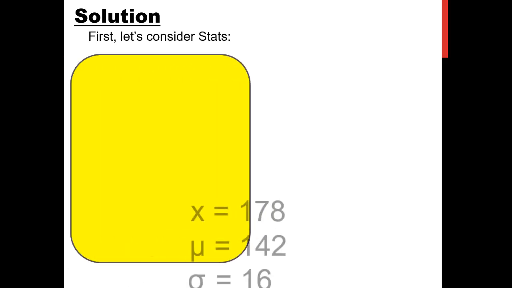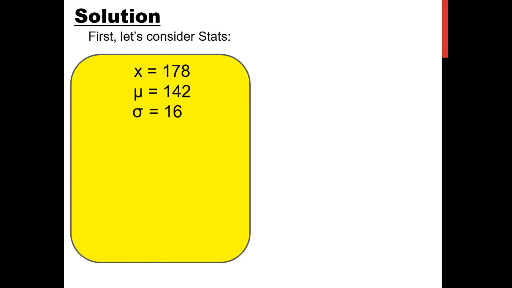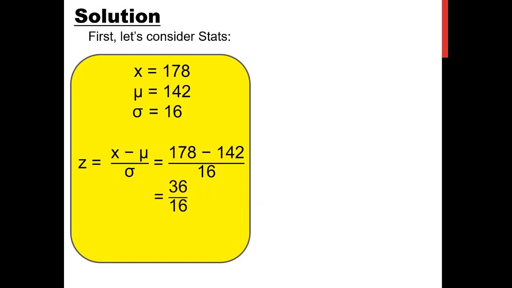So let's take a look. We're going to find some z-scores. We'll start with the stats class. In the stats class, your score was 178, the average score was 142, and the standard deviation was 16. We apply our z-score formula, which is z equals x minus mu over sigma. We insert those values where they belong. The x is 178, the mu is 142, and the sigma is 16. 178 minus 142 is 36. So this is 36 over 16, and 36 over 16 is 2.25. So your z-score in the stats class was 2.25.